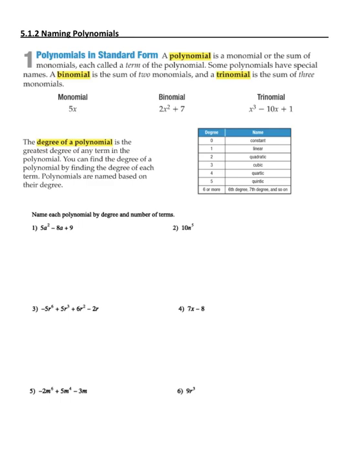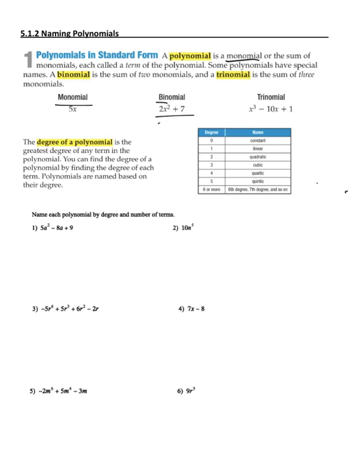Polynomials. A polynomial is a monomial or the sum of monomials, each called a term of the polynomial. Some polynomials have special names. A monomial is one single term.